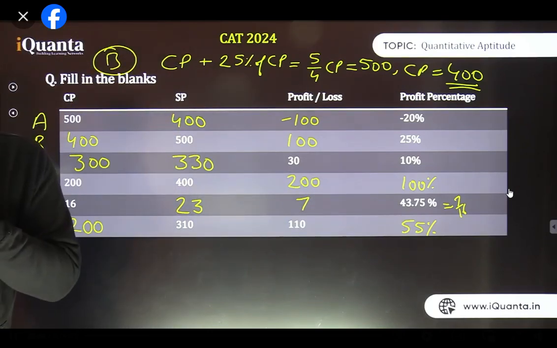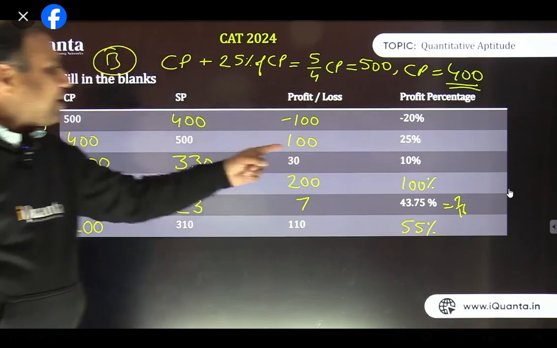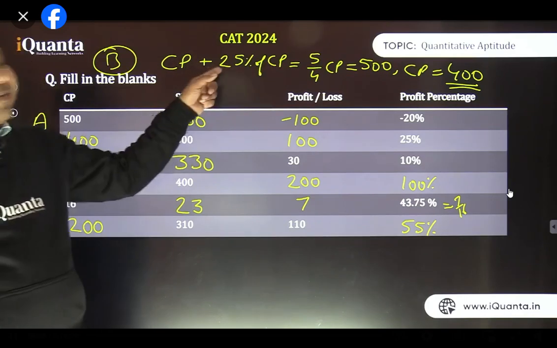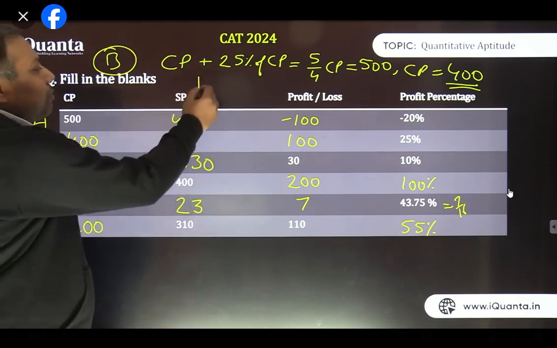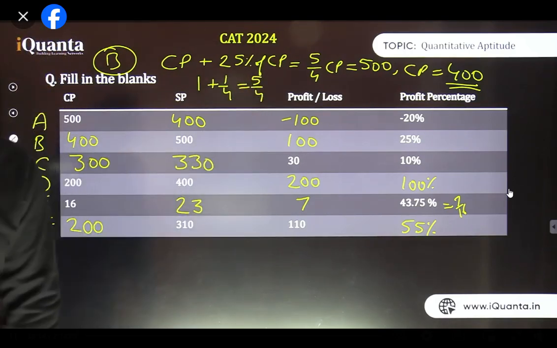आदित्य सिंह B में 5 by 4 CP कैसे आया? भाई 25% का profit है ना? In B, we are having 25% profit. So if you add 25% to CP, how much you will get? 25% is 1 by 4. So what is 1 plus 1 by 4? That is equal to 5 by 4. Isn't it? I made this question yesterday because this question can actually build.